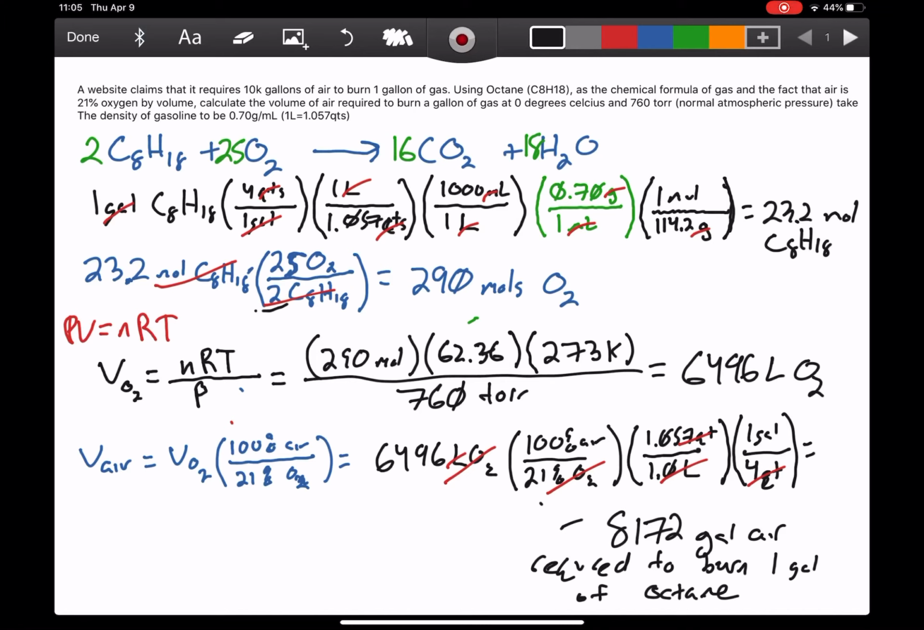Given that it's not always 0 degrees Celsius outside, which is freezing point, I would say that this is a pretty accurate claim, because as the temperature increases, so does volume of gas. So as the temperature increased, let's say to 25 degrees Celsius, you would see an increase in the number of gallons of air required to burn gas. So that is how we solve this problem.